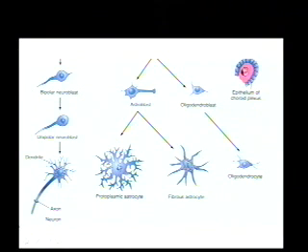The astroblast is bipotent as well, can differentiate either into the protoplasmic astrocyte or the fibrous astrocyte. We know that some astroblasts do persist into adulthood. If there's damage to the nervous system, there will be an astrocyte scarring, astrocytosis.